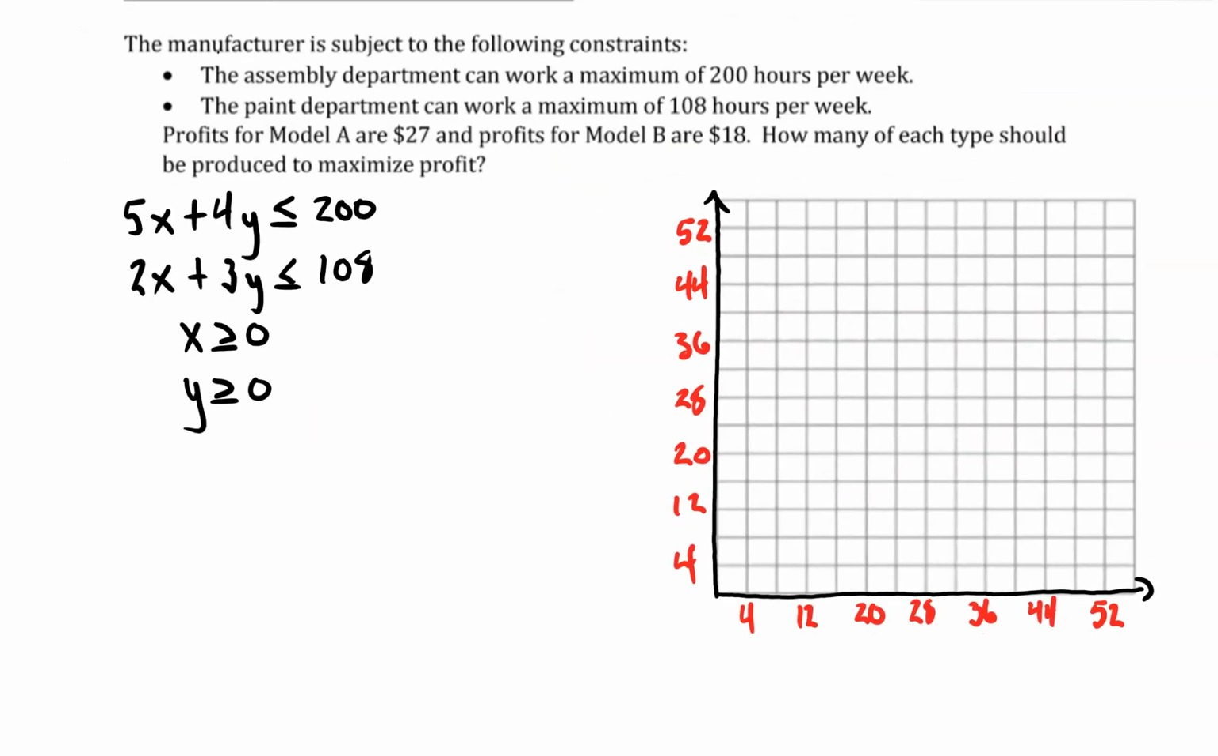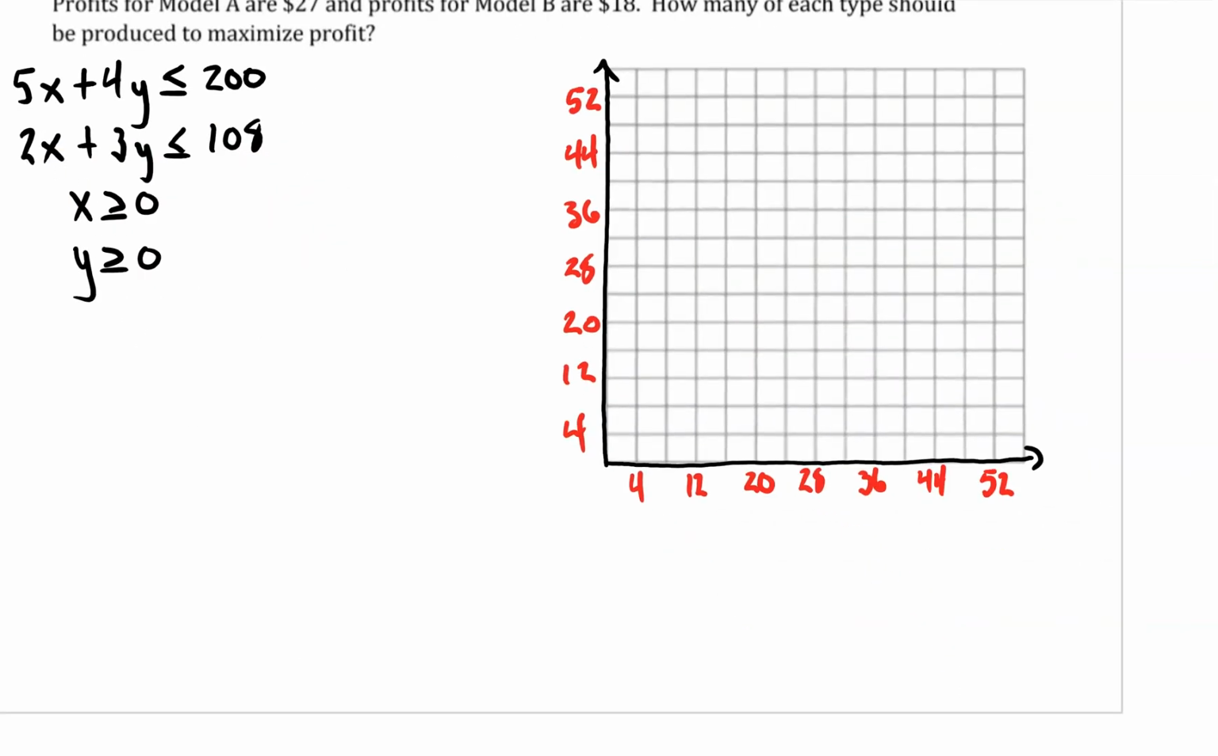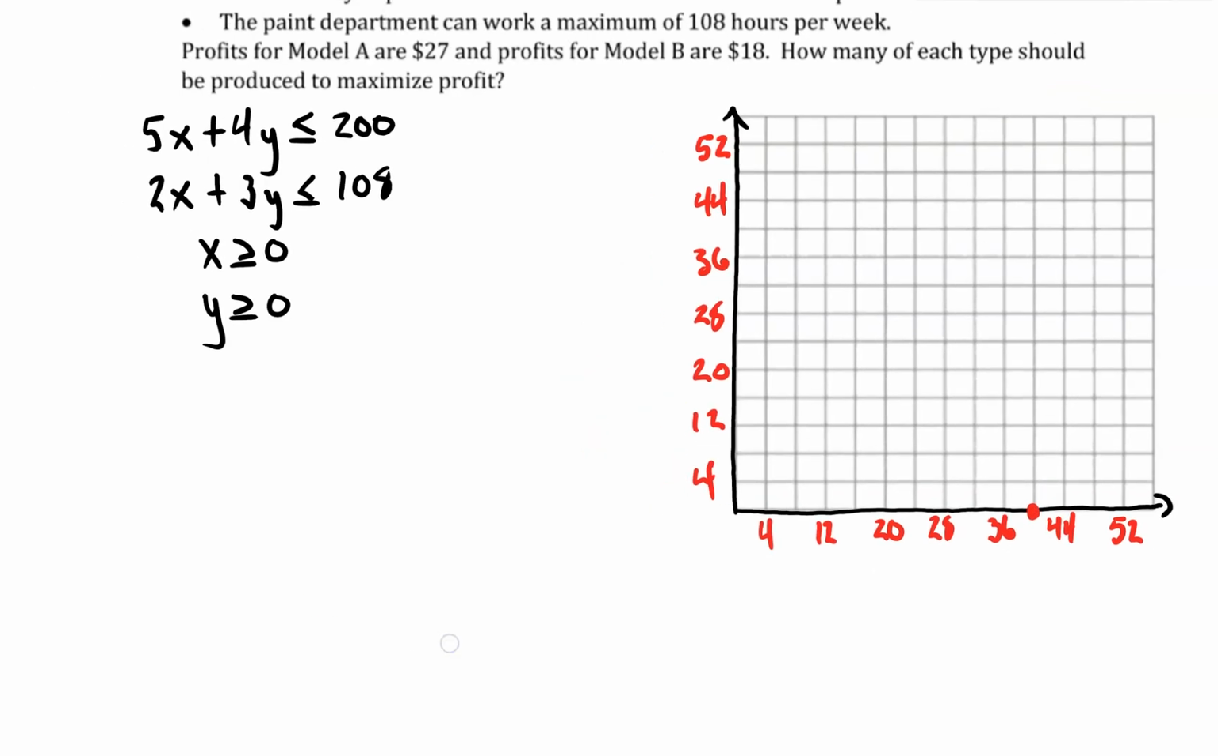Then I'm just going to graph this thing. For the first one, if I put in 0 for y, x will be 40. So I'm going to go over here to 40. Here's this one. And then if I put in 0 for x, then y is 50. So I've got to go to 50. That's this one right here.